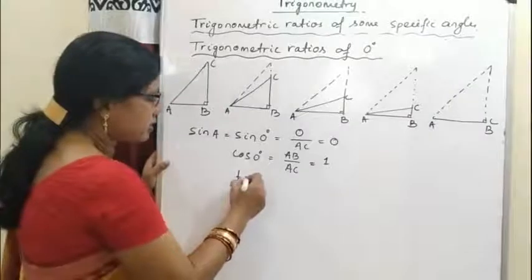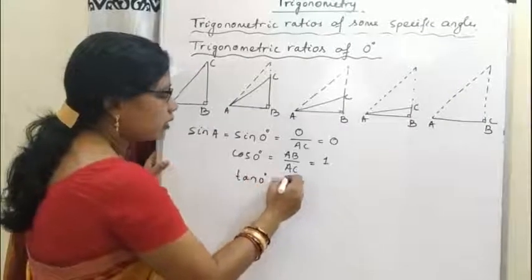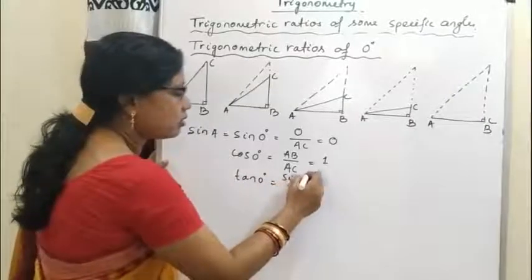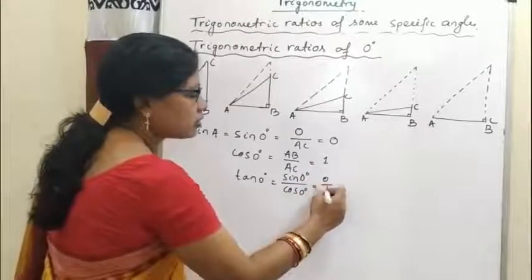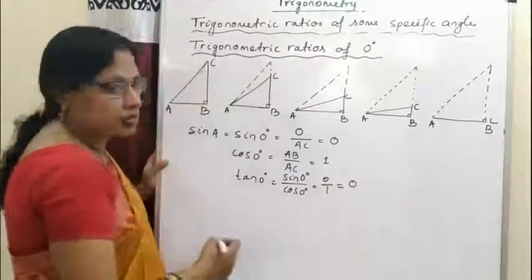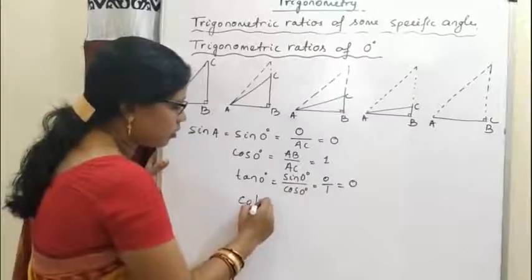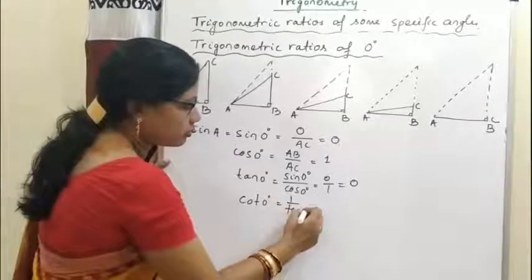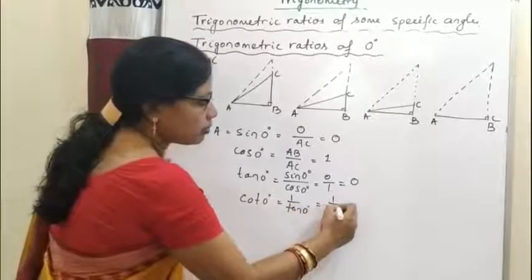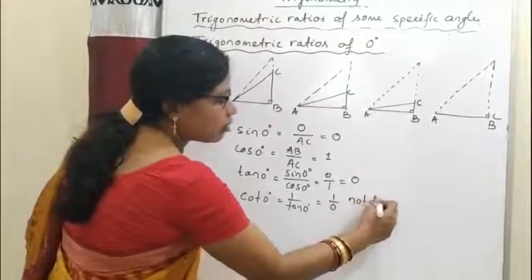So then what is tan 0? That is equal to sine 0 divided by cos 0. So that is equal to 0 by 1, that is 0. Then what is cot 0? That is 1 by tan 0. So this is equal to 1 by 0. This is not defined.